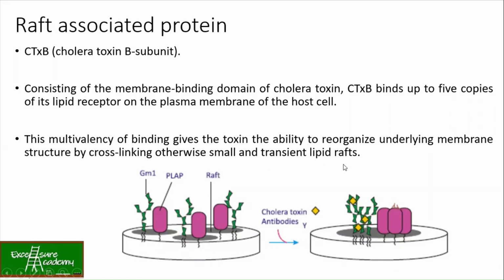So what is happening is that, see, normally in your raft our receptors are floating like this, okay. This is your raft and you can see these GM1 PLAP receptors are there. Now once cholera toxin is released, okay, they go and bind to these receptors, and what is happening, they bring all the lipid rafts together. If you see, it merges all of these together and makes it possible for the cholera toxin to get inside the cell of the host.